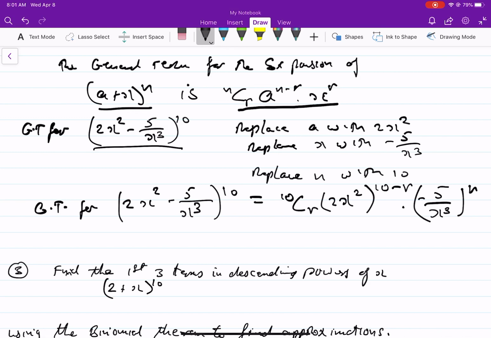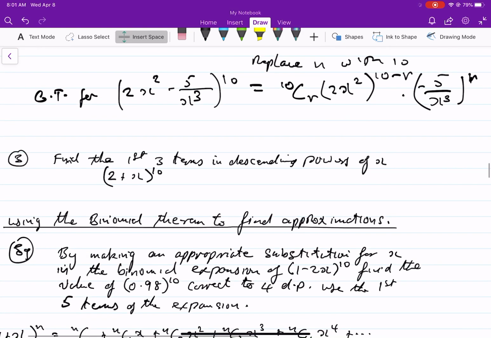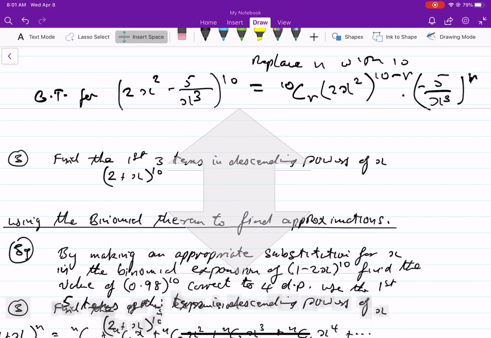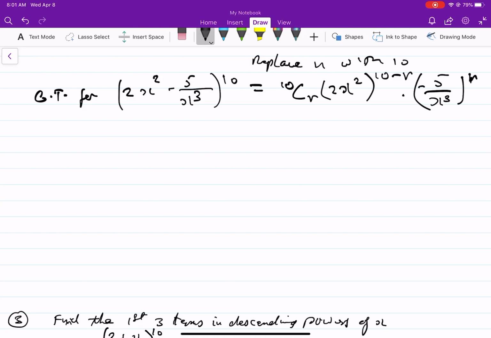Okay, I can use a little bit of indices to simplify this. Yeah, I'm going to stop this one after this and start a new video after.